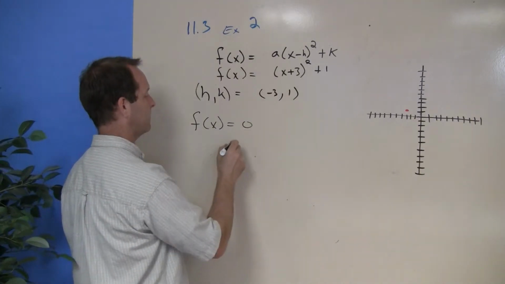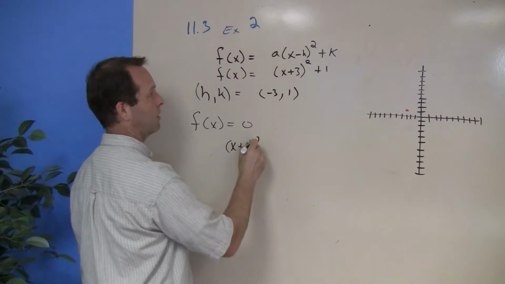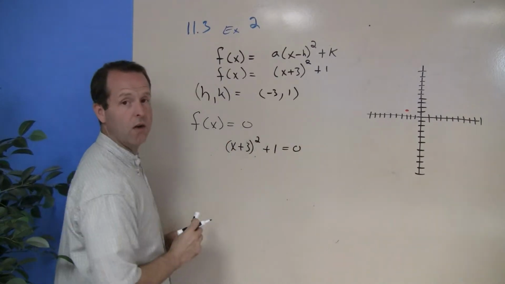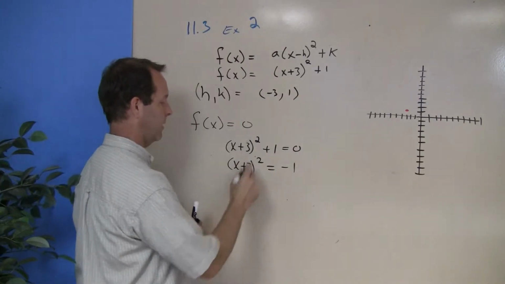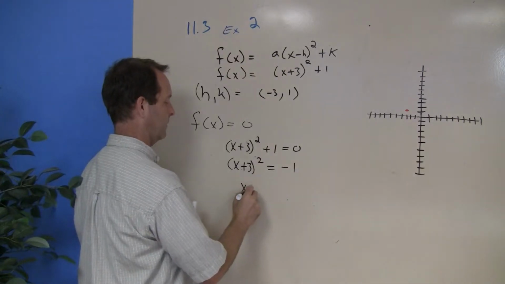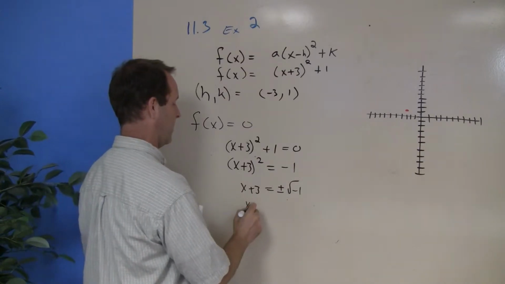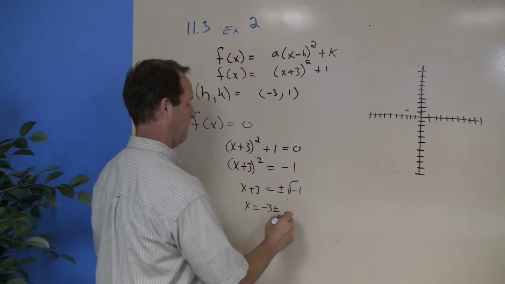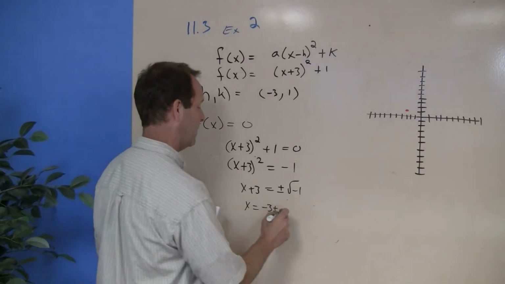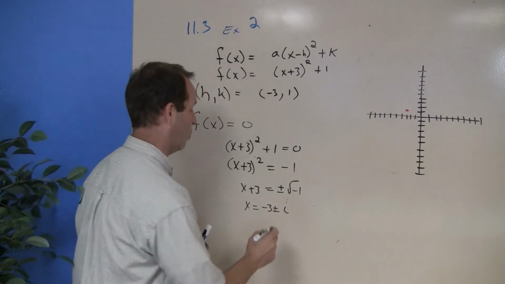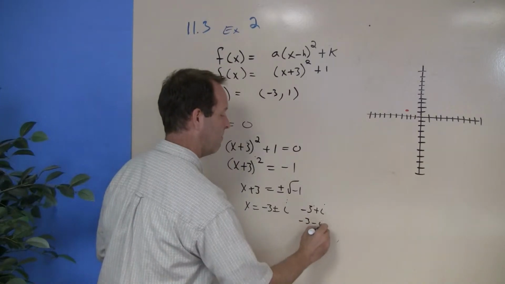So let's take our function, (x plus 3) squared plus 1, set it equal to 0, and let's solve this out. Subtract 1 from both sides, take the square root of both sides. Subtract 3 from both sides. And the square root of negative 1, we interpreted that as i. So I have two solutions here. One solution is minus 3 plus i, and the other solution is minus 3 minus i.